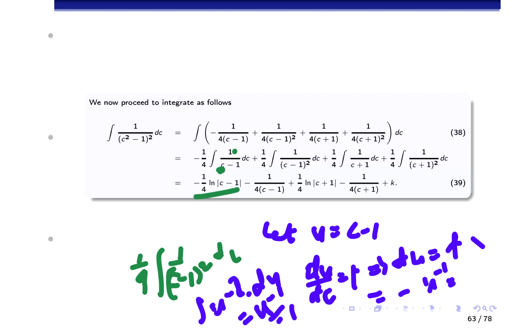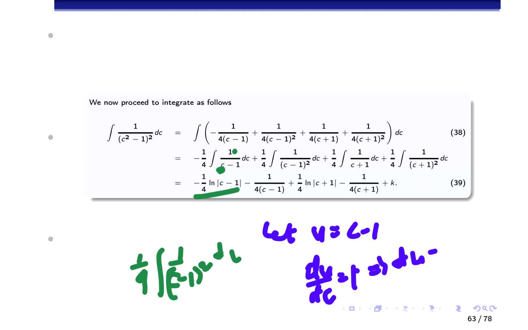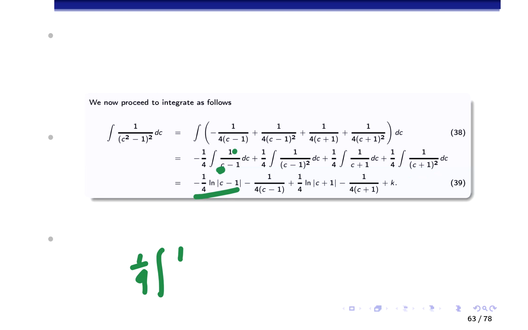So don't forget to integrate this, right? Here, you just differentiate C minus 1, you get 1. So it means the answer is ln of C minus 1. Of course, don't forget to multiply by 1 over 4. And for this, use algebraic substitution. So you can say let p or u or anything be C minus 1. And if you do that, you end up getting minus 1 over 4(C minus 1). Then again here, it's the ln thing. Differentiate C plus 1, you get 1. So ln of C plus 1. And again, algebraic substitution here. And that's how you get the answer for that.